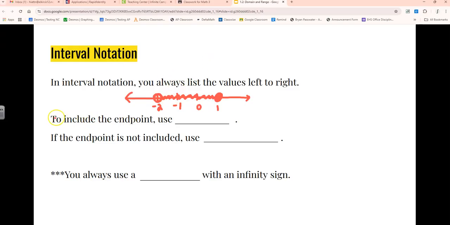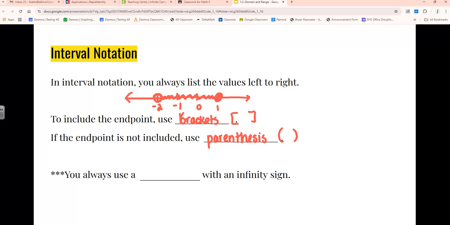And when we use interval notation, if we are including the endpoint, we're going to use brackets. And brackets look like this. So they're like the square brackets. And if the endpoint is not included, we use parentheses. So that is just your regular parentheses that you hopefully are pretty familiar with using in lots of different contexts.